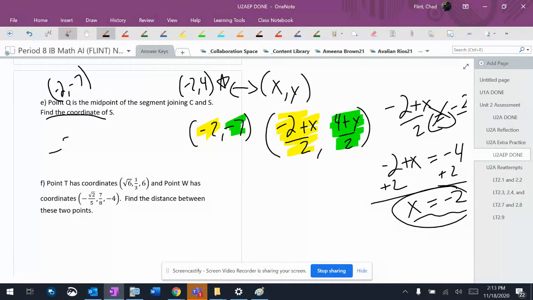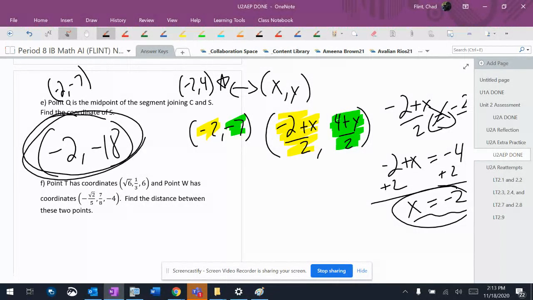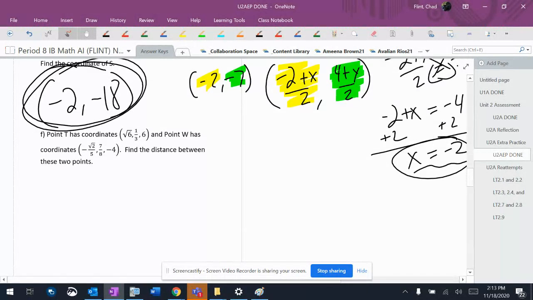All right, so there are the coordinates: (-2, -18). That's a complicated problem, so maybe try that one again. After you're done, erase everything and try it again. See if you can do it a second time.